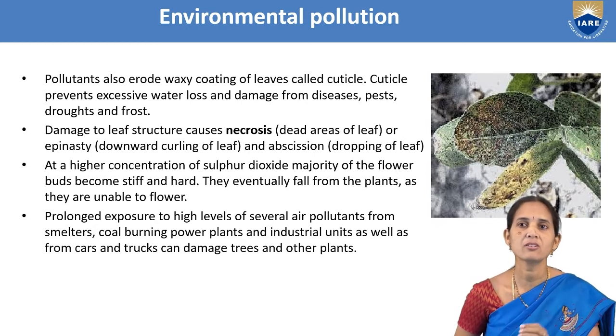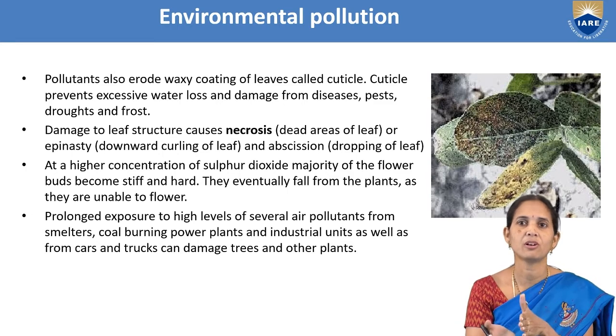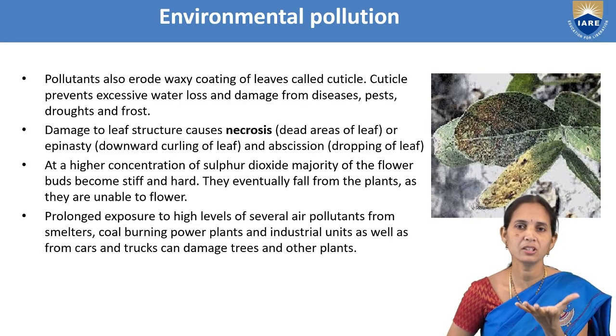So at higher concentration of sulfur dioxide, the majority of the flower buds become stiff and hard. So when SO2 is there in the atmosphere, what is happening? The flower buds become very stiff and hard. So they eventually fall from the plants. They won't stay on the plant. The flower bud is falling, as they are unable to flower. So we are not getting a flower, the bud is falling down.